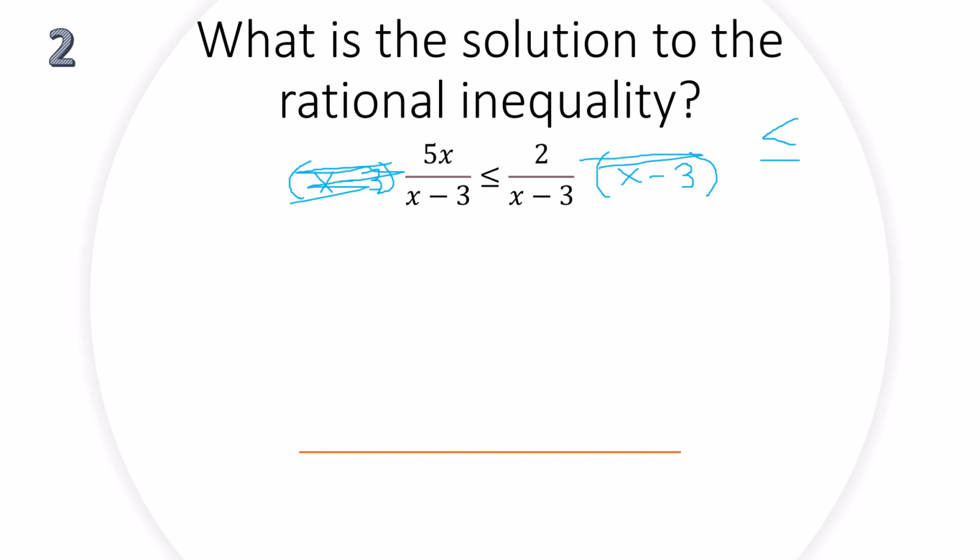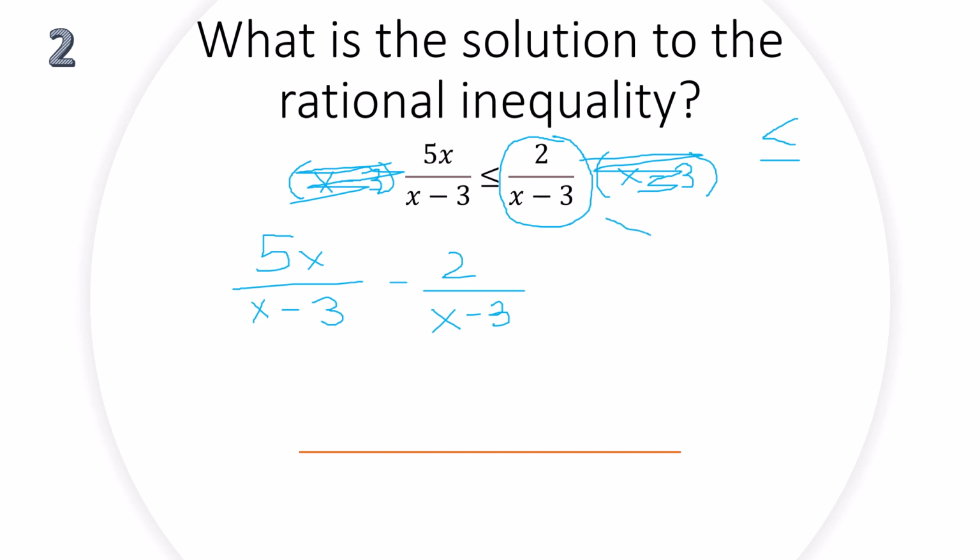Okay, so what I'm going to do is I'm going to subtract this from both sides. So let me go ahead and move it down. 5x over x minus 3 minus 2 over x minus 3. I'm subtracting that term from both sides. And when I subtract it from this side, this is going to turn into 0. So I can say less than or equal to 0.